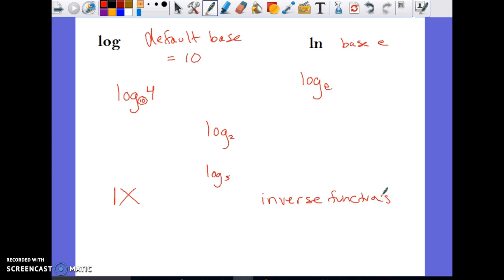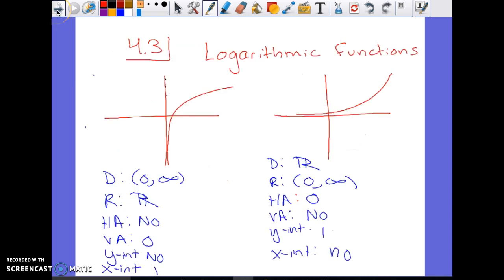Okay, so those are our inverse functions for the exponential function. If I want to undo 3 to the x, I can use log to do that. If I want to undo e to the x, I can use ln to do that. And so if you want to take a second, look at your calculator, you should see an ln button and you should see a log button. We're going to be using those a lot in this section.